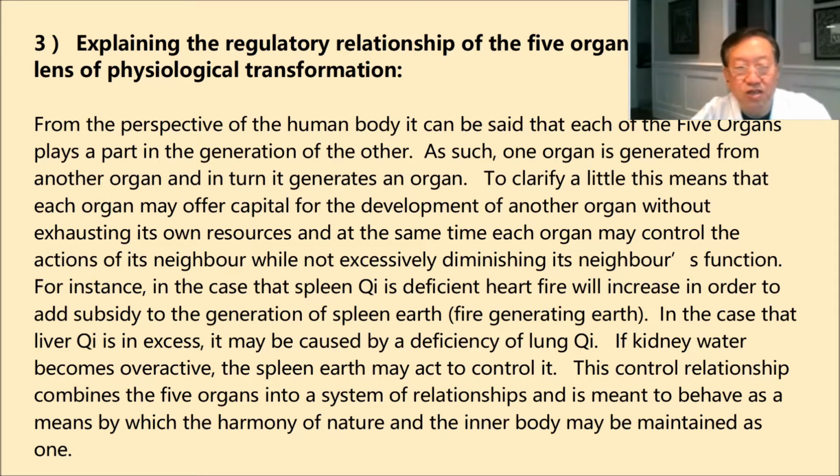For instance, in the case that spleen qi is deficient, heart fire will increase in order to add subsidy to the generation of spleen earth, which fits into the five elements relationship of fire generating earth. In the case that liver qi is in excess, it may be caused by a deficiency of lung qi. If kidney water becomes overactive, the spleen earth may act to control it. This control relationship combines the five organs into a system of relationships and is meant to behave as a means by which the harmony of nature and the inner body may be maintained as one.